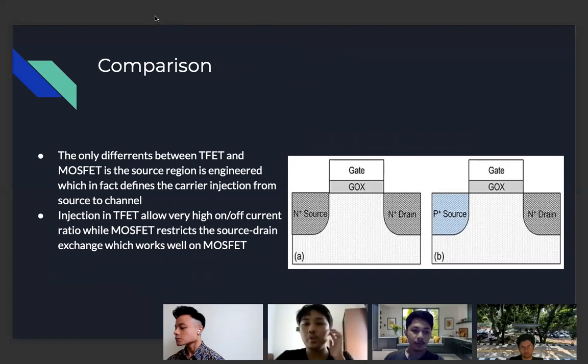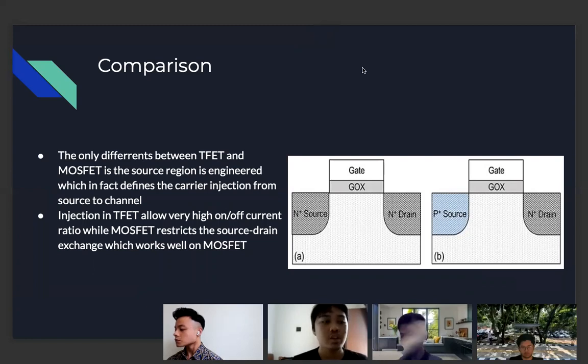Okay, before I explain this comparison, I will introduce myself. My name is Dery Ramadan. So this is the comparison between TFET and also MOSFET. Actually, the structure of the TFET is very similar to the MOSFET, but their switching mechanism is different. The difference between TFET and MOSFET is that the TFET uses band-to-band tunneling, while the MOSFET uses the thermionic emission mechanism.